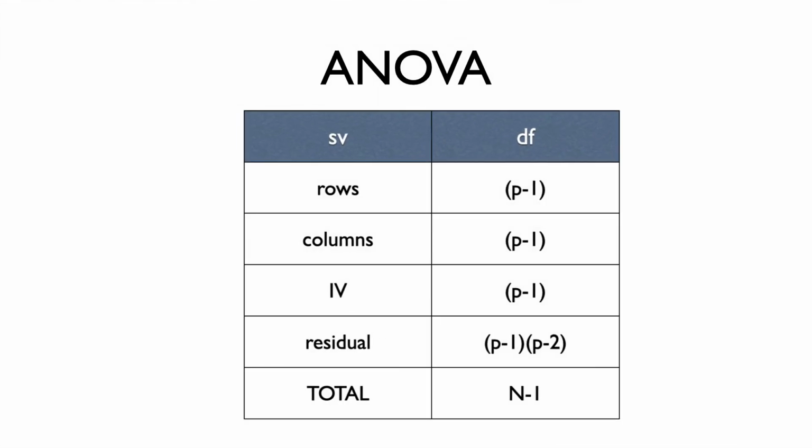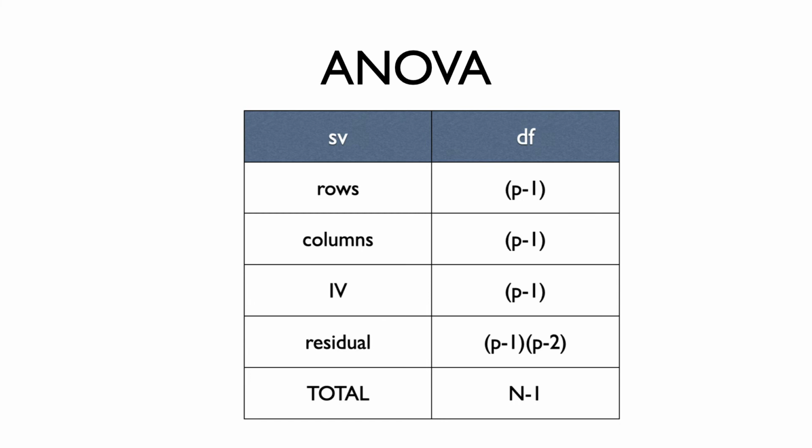The analysis of variance table looks like this. You've got 3 sources of variation: rows, columns, and the independent variable. And then there's something left over, we're going to call it residual. And the degrees of freedom work like this. You have p rows, p columns, and p levels of the independent variable. You have p minus 1 degrees of freedom for rows, columns, and IV.